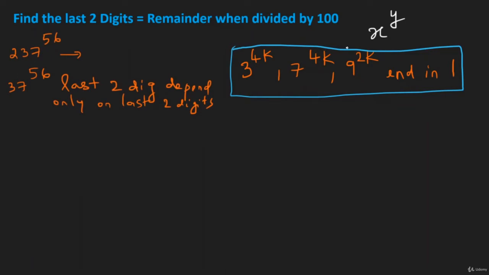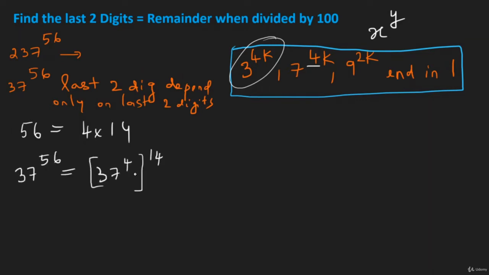Alright, now over here we have mentioned that 3 to the power 4k will end in 1. Right, now let's see how many multiples of 4 are there in 56. So I can write 56 as 4 into 14. Right, it's a perfect multiple of 4. 4 into 14 is 56. Therefore, I can write 37 to the power 56 as 37 to the power 4 to the power 14.